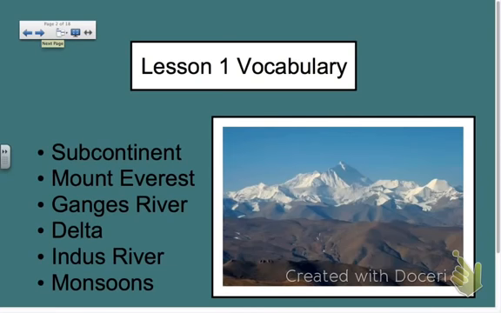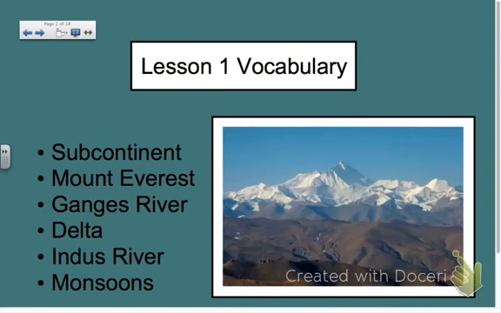We started out this section talking about some important vocabulary in Lesson 1. And those terms were subcontinent, Mount Everest, the Ganges River, Delta, the Indus River, and monsoons. We looked up those vocabulary terms and we placed them on our chart.